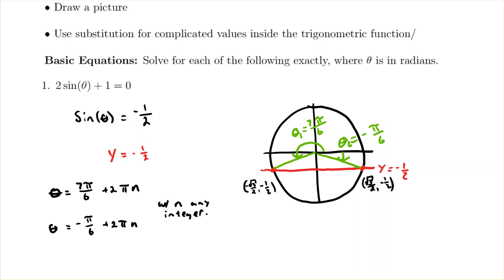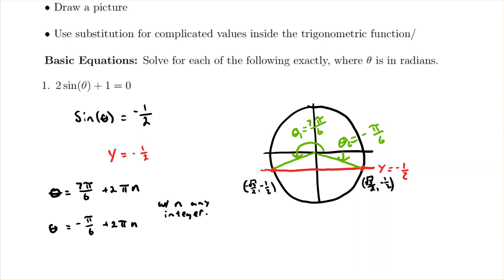So this will give me all possible solutions that are going to be coterminal to that angle of negative pi over 6. And again, I'm specifying n is for any integer. It's integer multiples of 2 pi. So this would be an example of a basic equation.